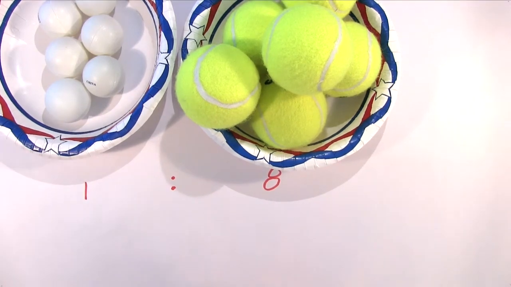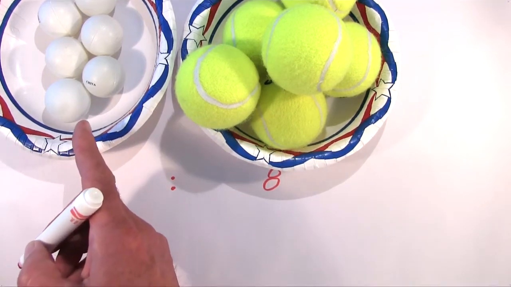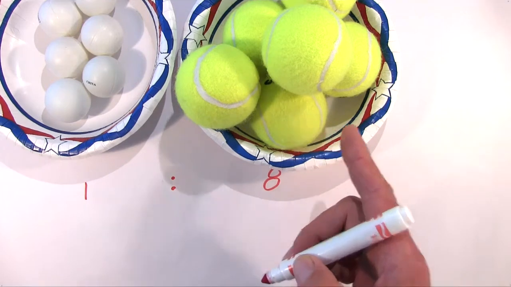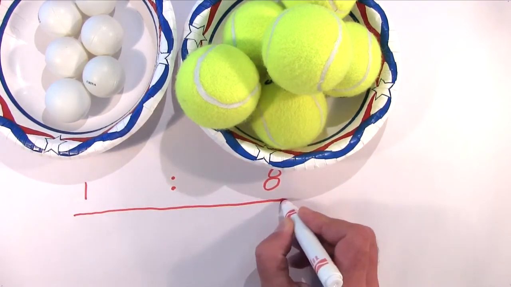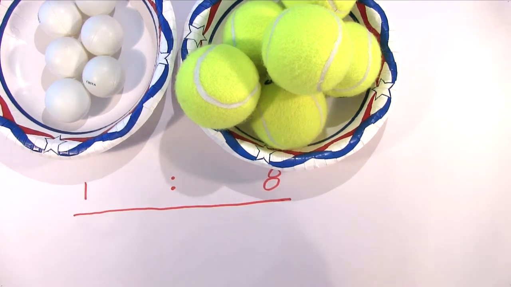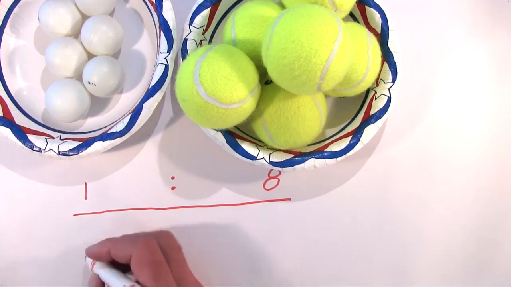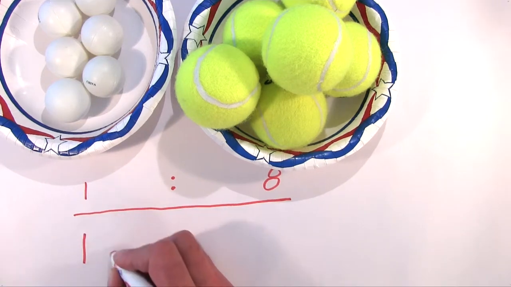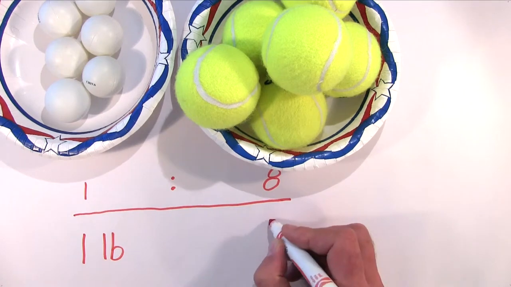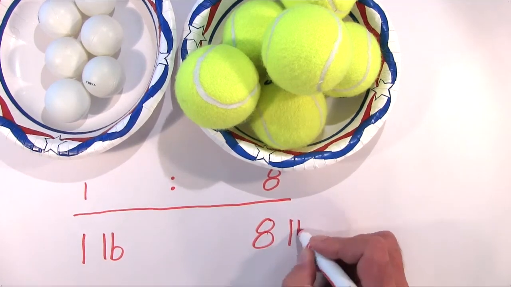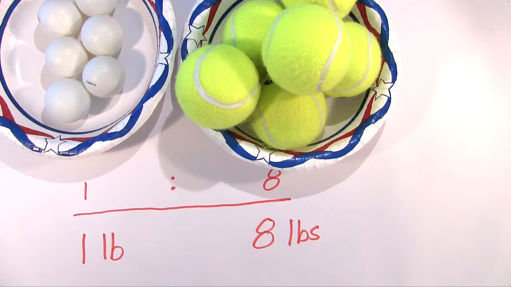Okay? So the big takeaway here is that if I have the same number of ping pong balls as I do tennis balls, the ratio of their masses would always be 1 to 8. And conversely, what I can say is that if I have 1 pound of ping pong balls and I have 8 pounds of tennis balls, there would be the same number of balls in each pile.